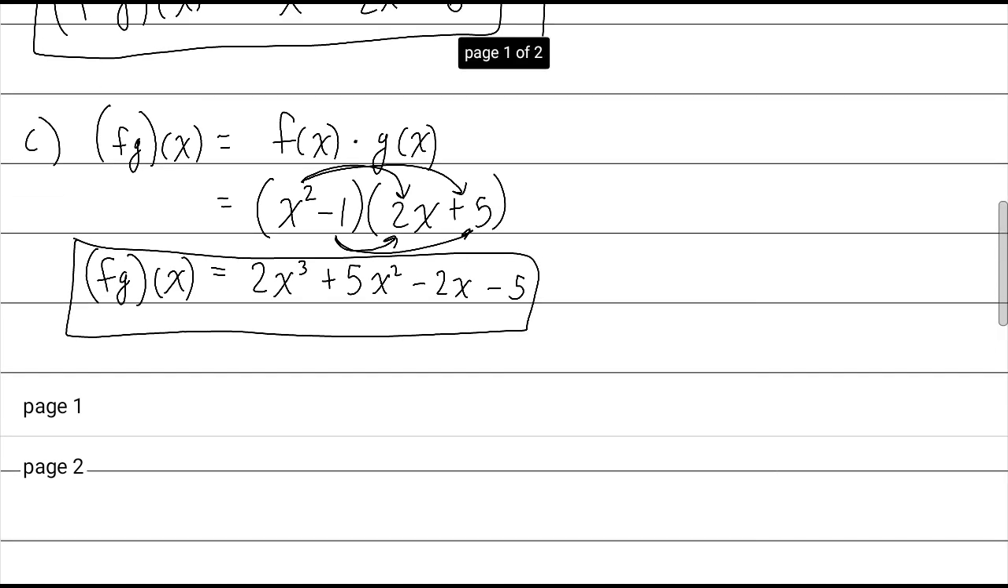And of course, as promised, let's find f times g of 1. Let me bring this down so they're on the same line.